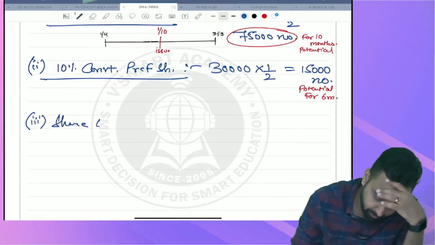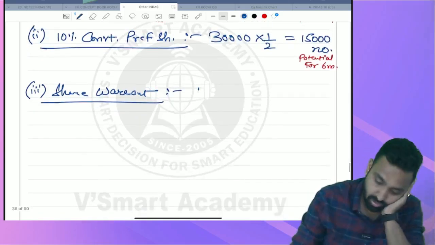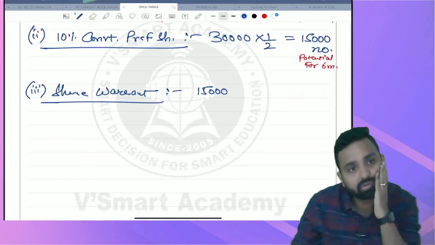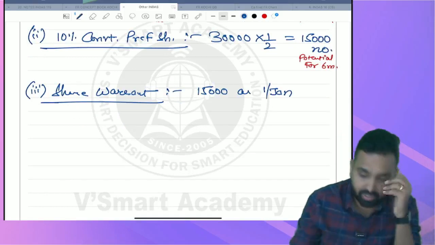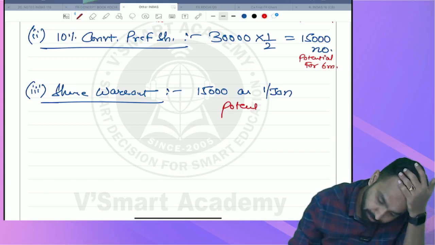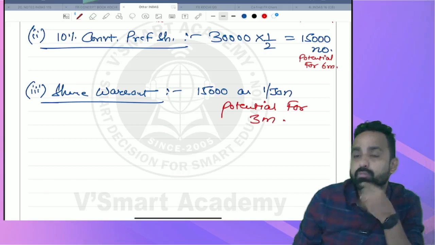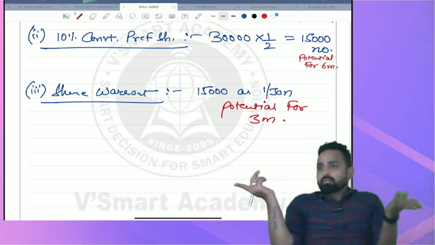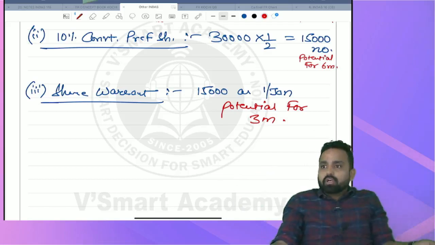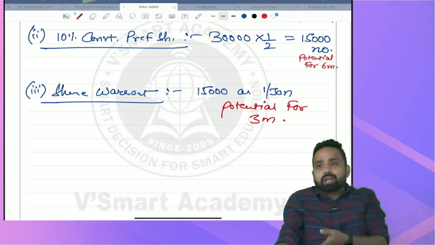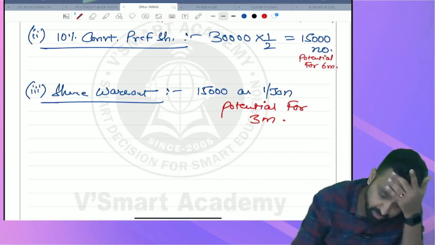Share warrants, 50,000? When were they issued? On 1st January. So they are potential for January, February, March, 3 months. Before January there was no concept of share warrants, so they were not potentially convertible. Potential conversion exists only once they are issued.